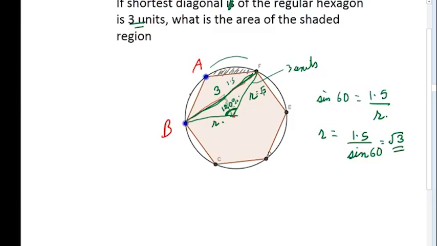After that, it's easy. We discussed how to find an area in the beginning itself of this kind of a shape. So let's say we have found radius is equal to root 3. Now I need to find that area. And that's easy for me, right?